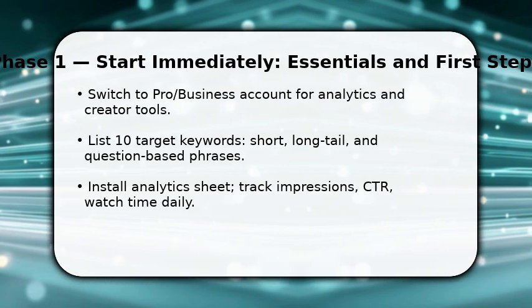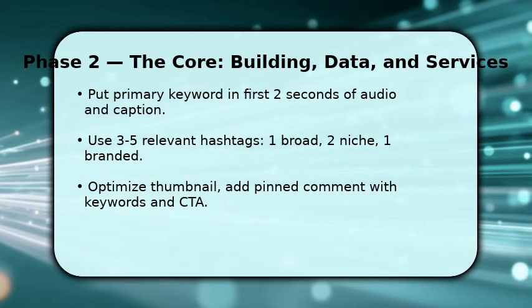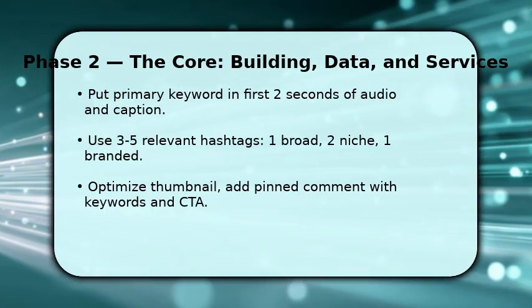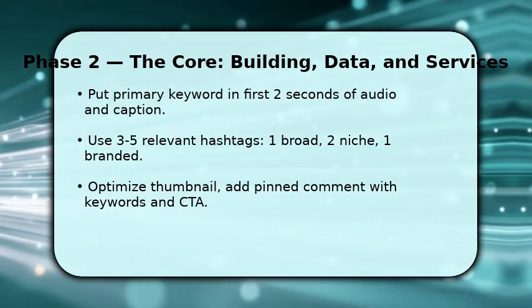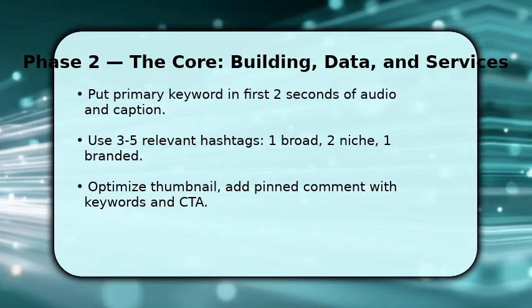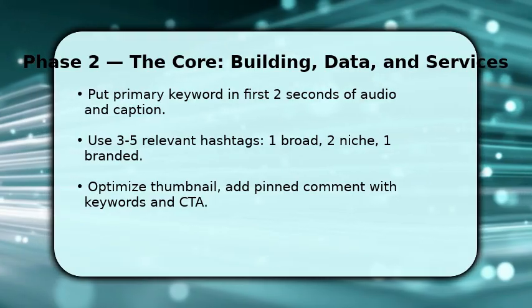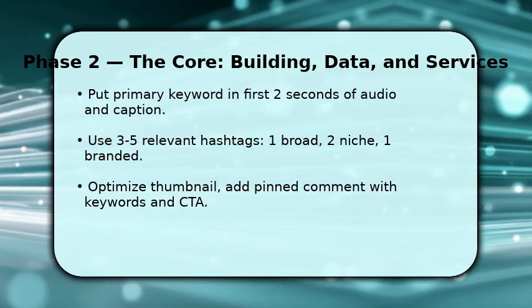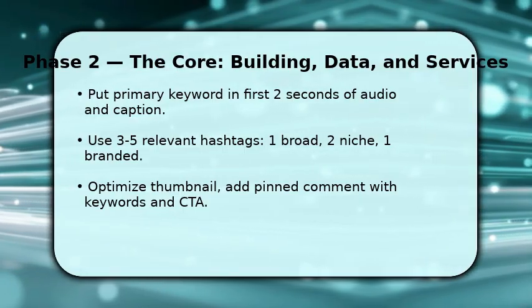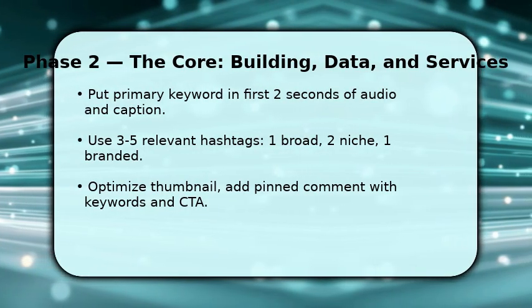You now create short clips optimized for discovery. Open with the primary keyword in the first 2 seconds of audio so TikTok's ASR picks it up, and repeat that phrase in the caption. Make sure to include 3 to 5 targeted hashtags, 1 broad, 2 niche, and 1 branded, to balance reach versus relevance. Once recorded, pick a clear thumbnail and add a pinned comment containing keywords plus a call to action. This improves search signals and watch-through probability.